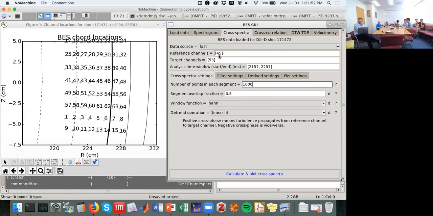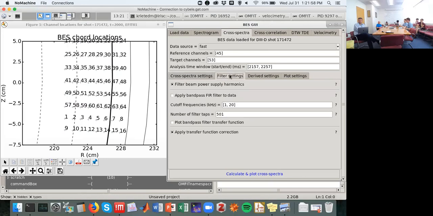Down here you can see under cross spectra there are a bunch of different subsettings tabs. There's the settings for cross spectra itself. There are settings for different filters you can apply. One example is this beam noise filter. The neutral beams on D3D oscillate at a known frequency of 360 hertz, and if you don't enable this filter, you'll get a giant 360 hertz spike in your spectrum. And so this filter is designed to cancel that out. So pretty much always a good idea to have this enabled.